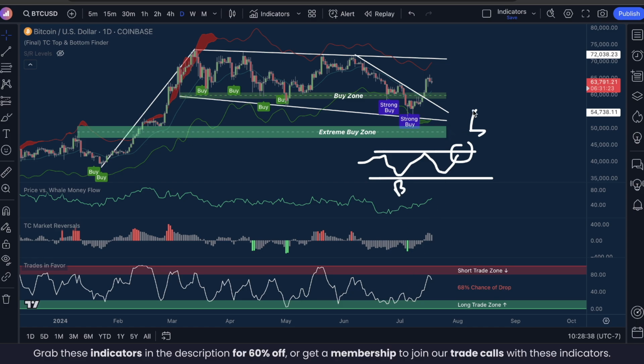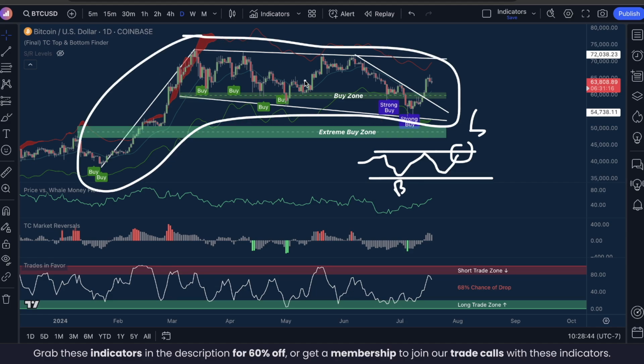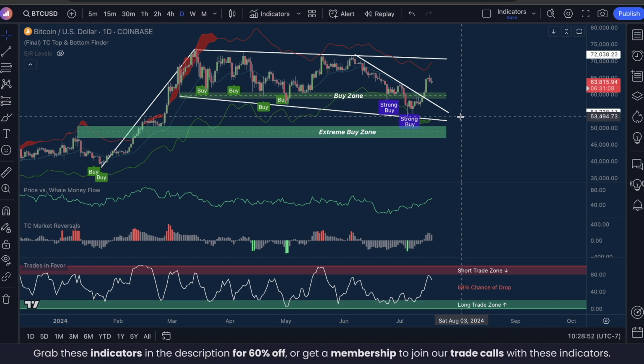Now that's great, but you need another indicator, which we use up here called the top and bottom finder, which does not use oscillating values. It is a mathematical equation actually to predict price moves down and price moves back up. So when you have all that on your side, the accuracy is greatly increased.